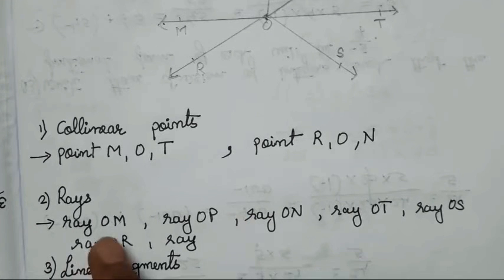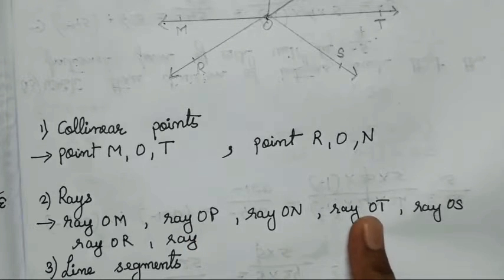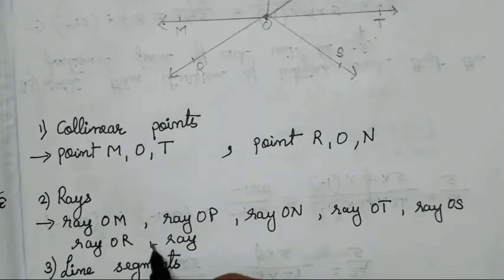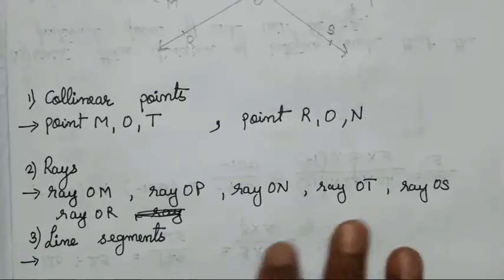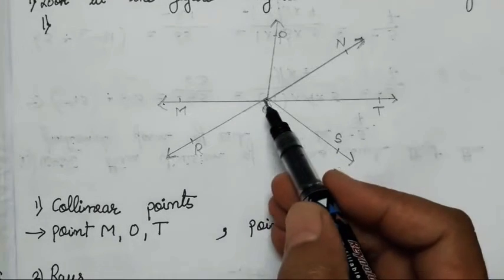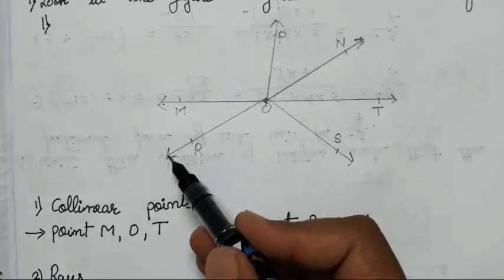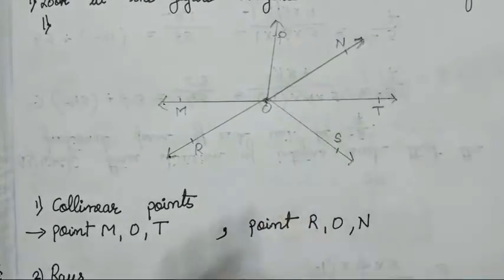I think I have missed something. Let me check. OM, OP, ON, OT, OS and OR. That's it. Not more than that. Okay, I think it is clear. So in the rays, you have to remember dot and an arrow. Okay, so all these are supposed to be rays.